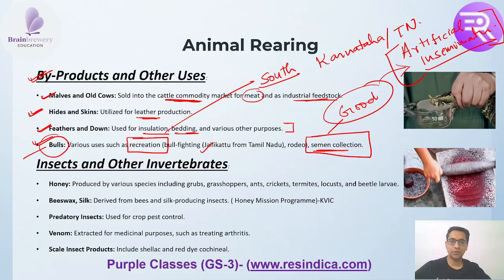Here, if we are going for the economics of animal rearing, we also know the role that insects play. Insects also provide honey, which is provided by various species, including crickets, termites, locusts, and beetle larvae. So honey is produced by various types of organisms. They are utilized for different industrial uses. Sometimes they have local uses, and various other things are there.